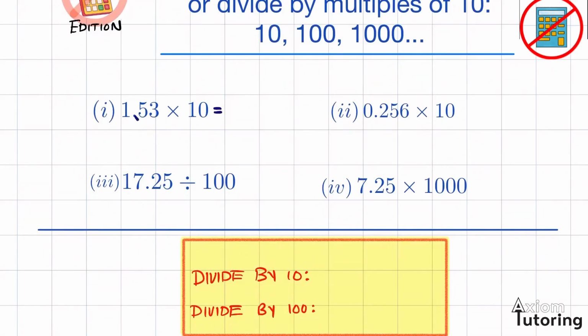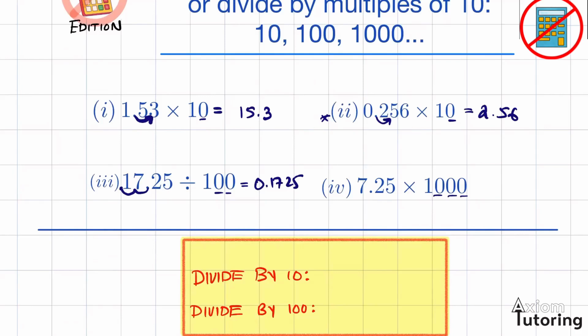1.53 times 10. The decimal point moves one space to the right. The number is getting bigger, and we have 15.3. 0.256 times 10. The decimal point moves one space to the right. We get 2.56. Part 3, 17.25 divided by 100. There's two zeros, so the decimal point moves to the left twice. That's 0.1725.